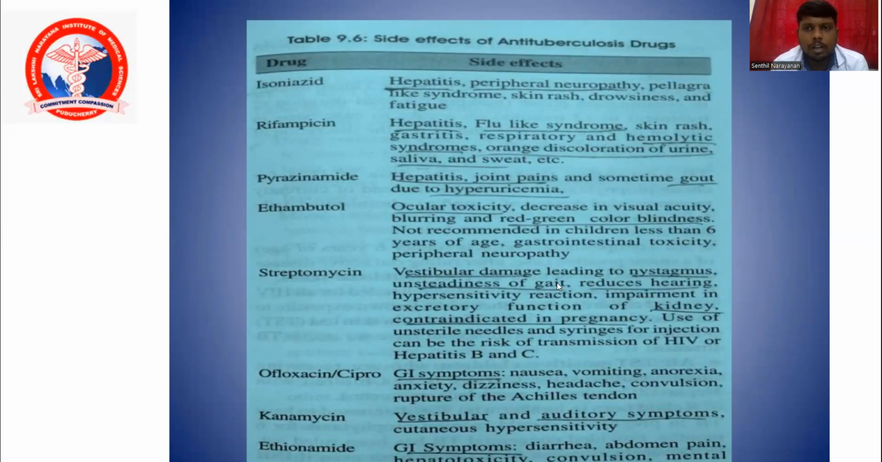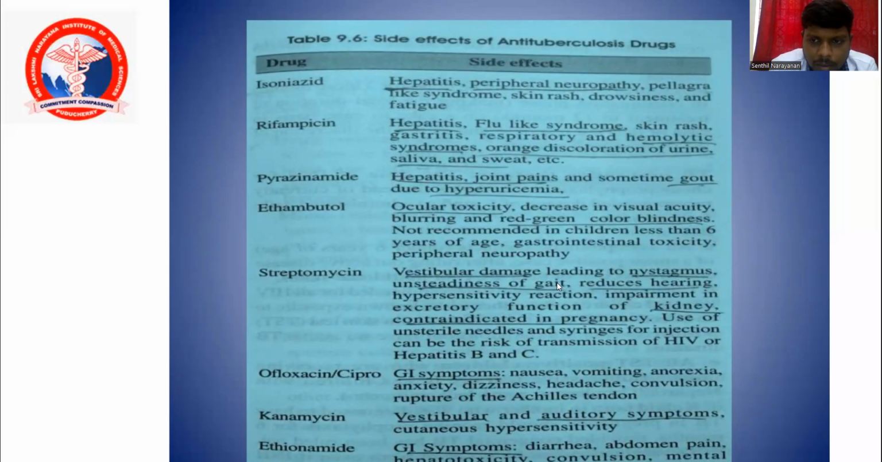So, side effects of anti-tuberculosis drugs: isoniazid causes hepatitis, peripheral neuropathy, pellagra-like syndrome, skin rashes. Rifampicin causes hepatitis, flu-like syndrome, skin rashes, respiratory syndrome, orange discoloration of urine. Pyrazinamide causes hepatitis, joint pains, and sometimes gout due to hyperuricemia. Ethambutol causes ocular toxicity, red-green color blindness.